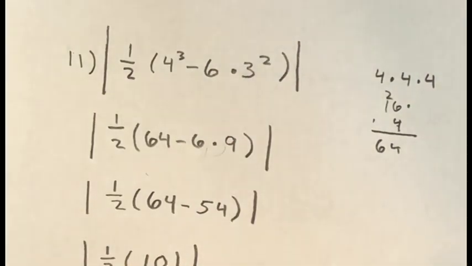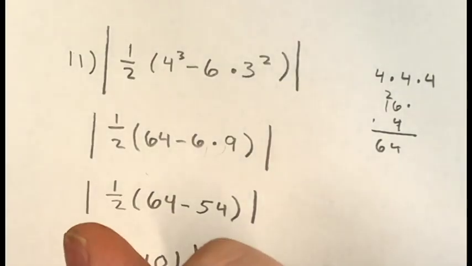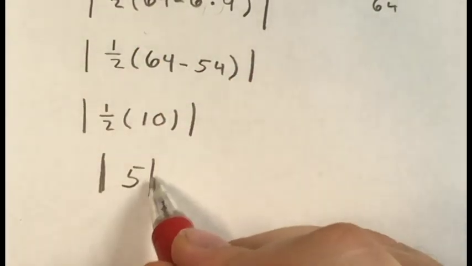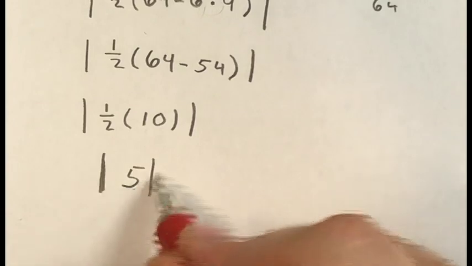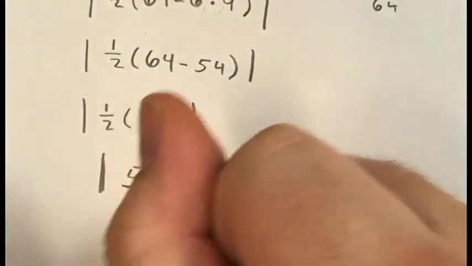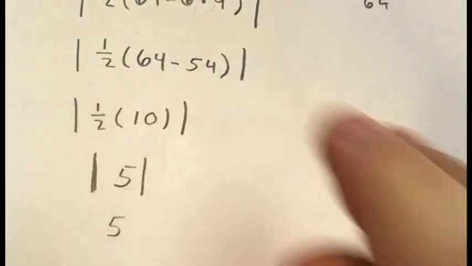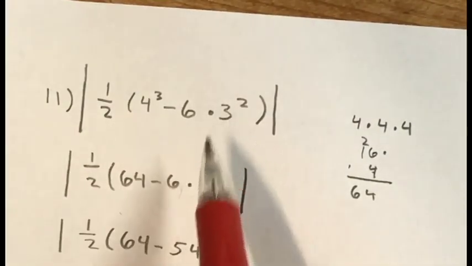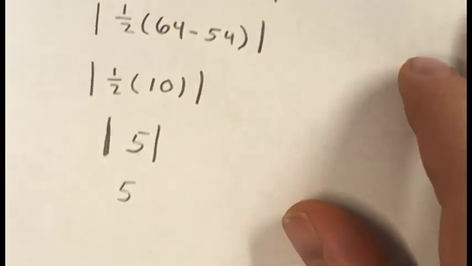Well, what's 1/2 times 10? This one's a very simple one. You should be able to ask yourself, what's half of 10? Half of 10 is simply 5. Okay? And now that I have 5, what's the absolute value of 5? Well, it is 5. So that's my final answer. Notice what I did. I worked from the inside all the way out.